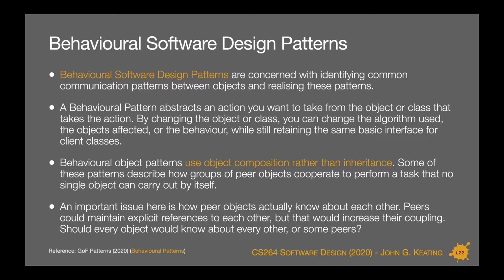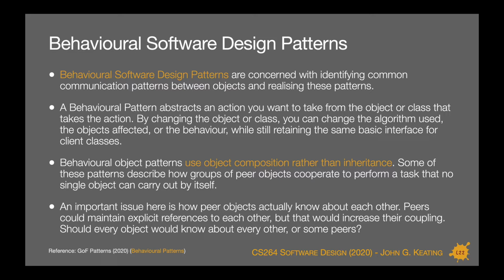So some of these patterns describe how groups of peer objects cooperate to perform a task that no single object could carry out by itself. And we're going to see that a little bit later when we look at the Mediator pattern. So an important issue here is how peer objects actually know about each other. Peers could maintain explicit references to each other, for example, but that would increase the coupling between them, and we don't want that kind of thing. So what happens then? Should every object know about every other object, or just some of the peers, or are there other ways to look at this?